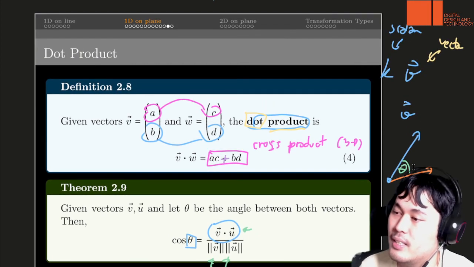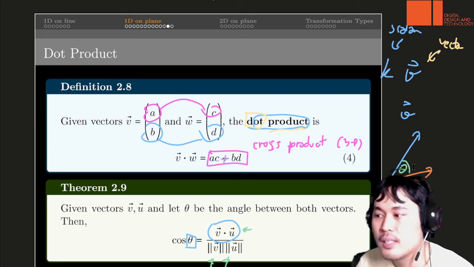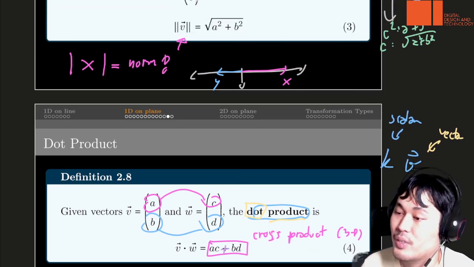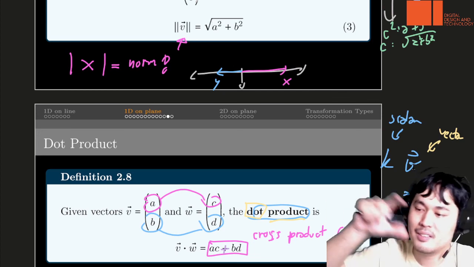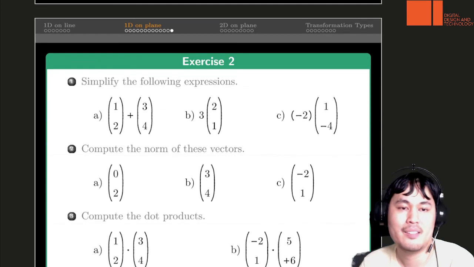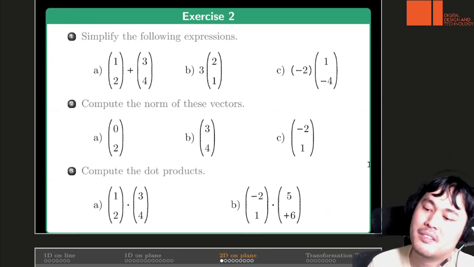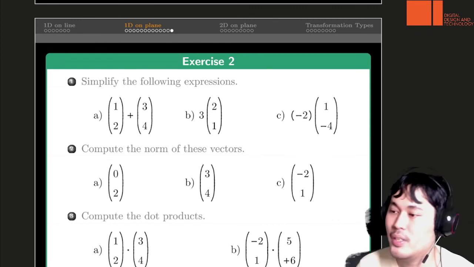Okay, yeah, that's the end of the introduction of what a vector is and what it means when you transform a single vector on a plane. And there's an exercise, just a quick computational exercise. And I will see you in the next section.